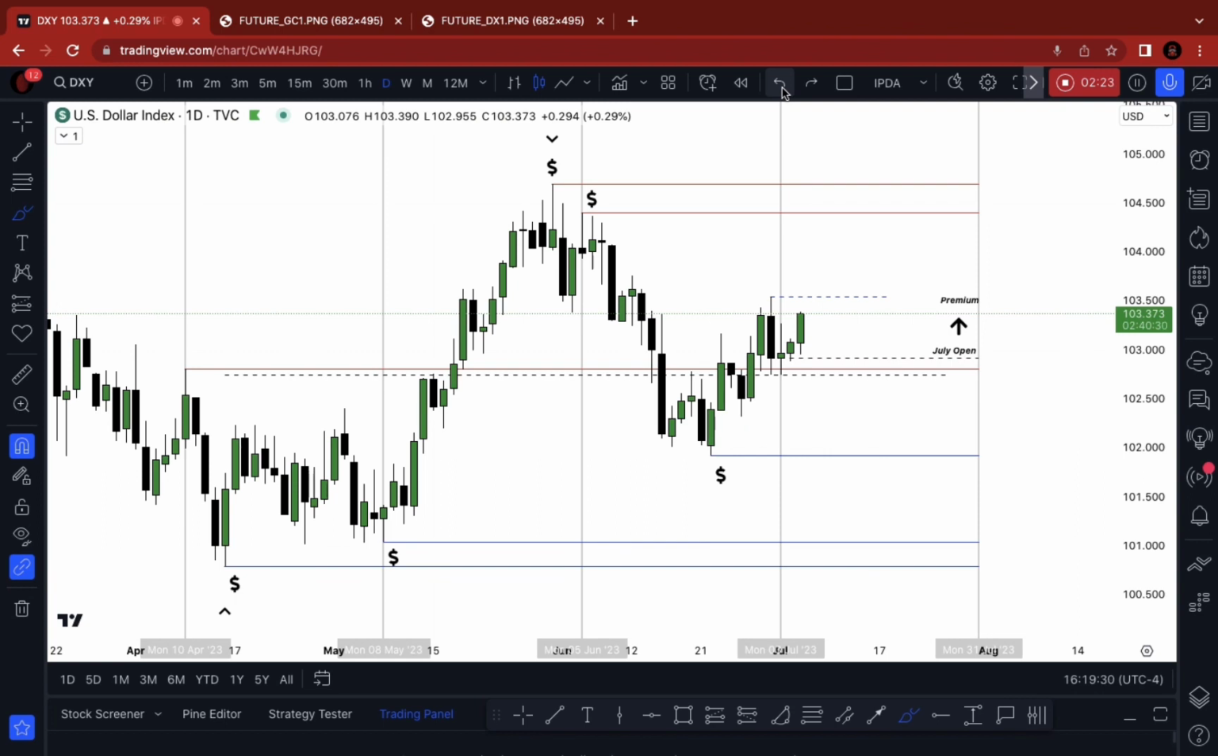I'm not sitting here trying to predict what they're going to do. However, I do allow price to play out for me to then stake myself in a position where I'm saying I feel more confident that the market is going to go lower because of X, Y, and Z. I think the market is going to go higher because of X, Y, and Z. And as of right now, I'm still waiting.